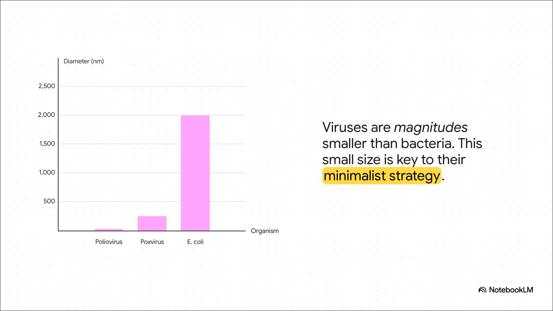Even a large virus, like a pox virus, is just dwarfed by a common E. coli bacterium. We're talking about something that is orders of magnitude bigger. This tiny size is a huge part of their strategy, right? It helps them get into host cells easily and replicate super fast.